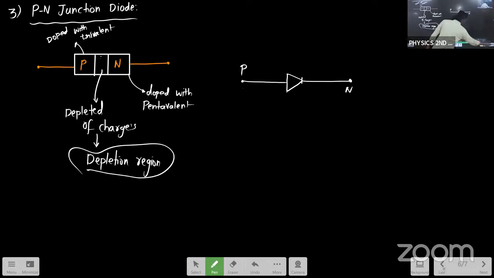So now let us discuss the next important question based on PN junction diode, forward and reverse bias. The fourth important question is forward bias and reverse bias of a PN junction diode.